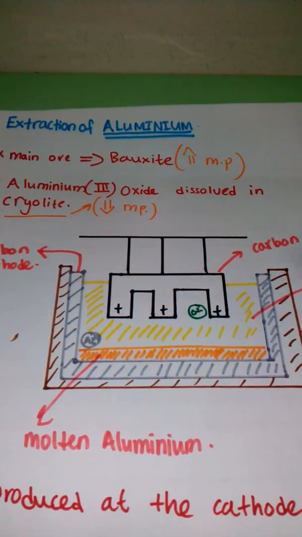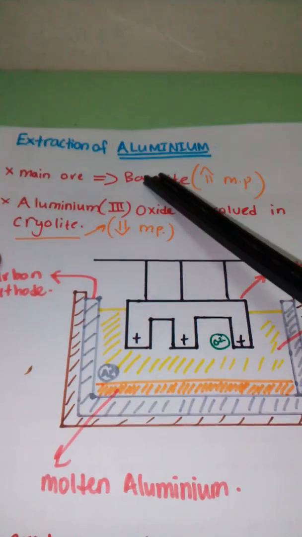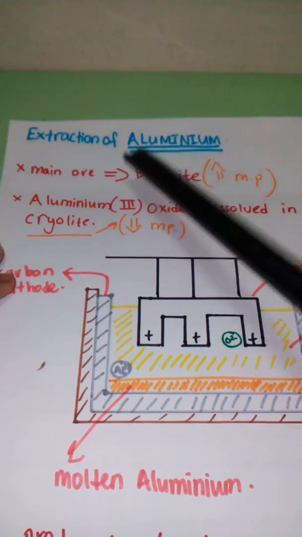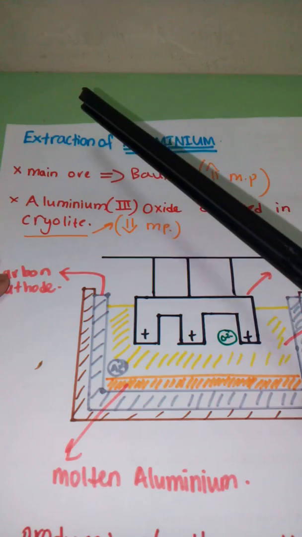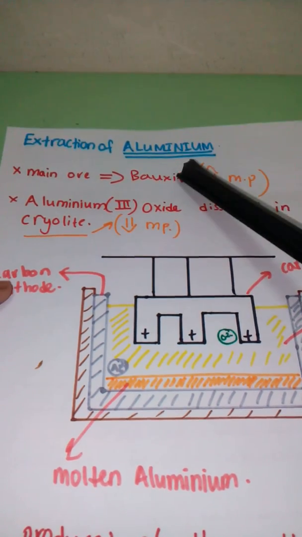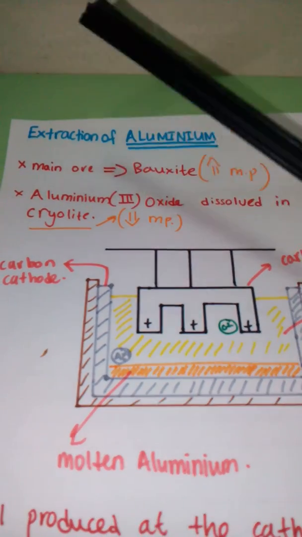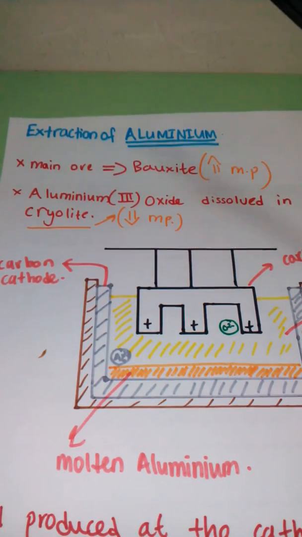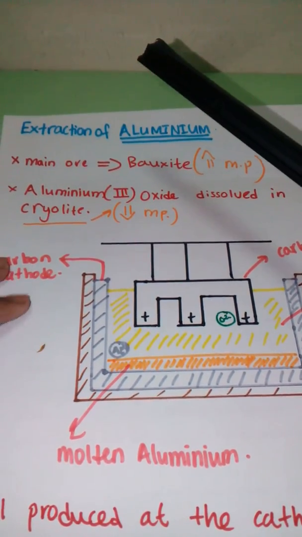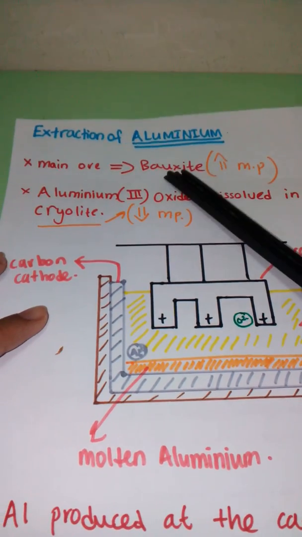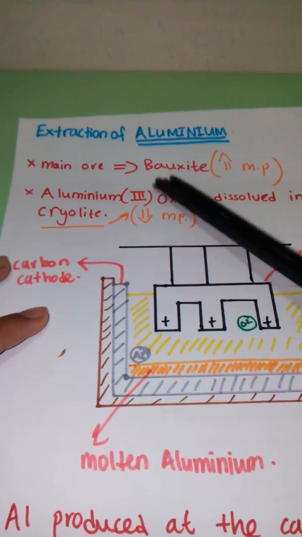And today we're going to be talking about the extraction of aluminium. So we're going into the industrial processes that involve electrolysis. This is one of them, the extraction of aluminium. Firstly, we need to know what the main ore of aluminium is, and that is going to be bauxite. Bauxite is the most common form of aluminium ore.